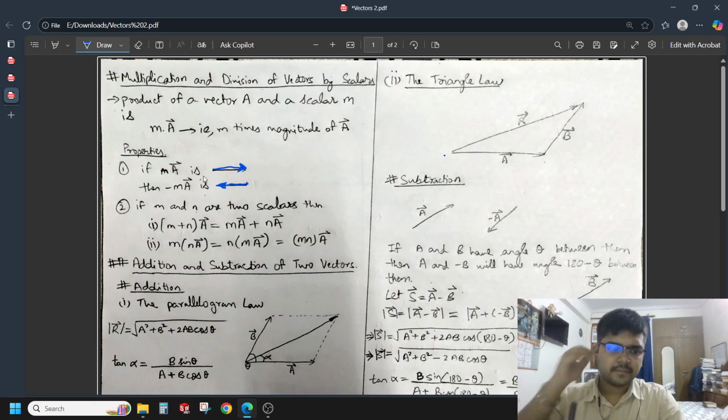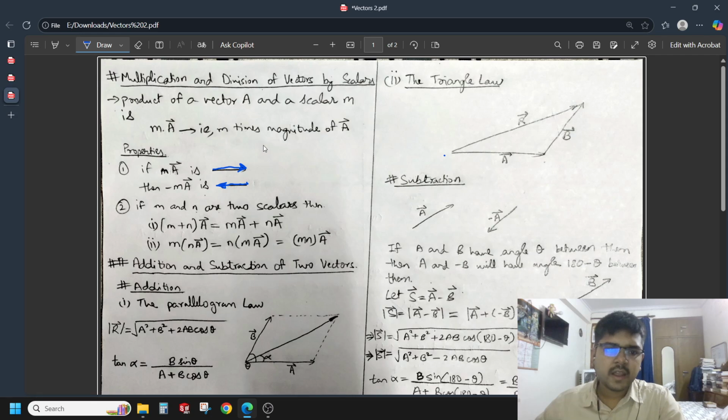Now if m and n are two scalars, then (m plus n) A vector equals m into A vector plus n into A vector, and the second property is m into (n A vector) equals n into (m A vector), that is mn into A vector.